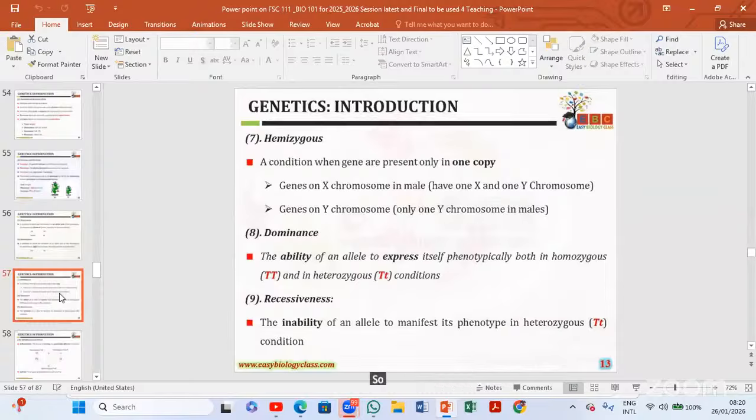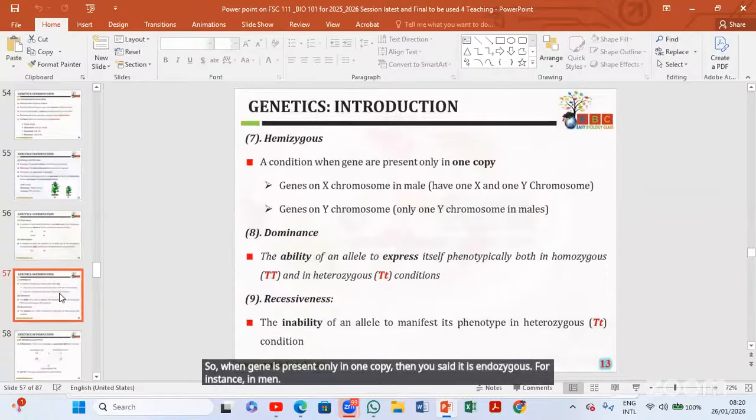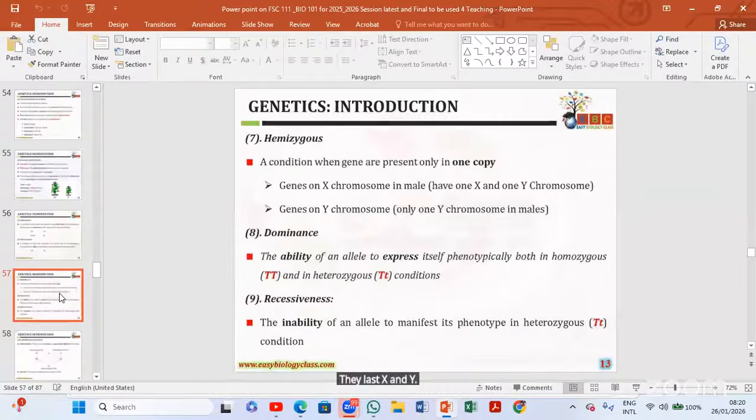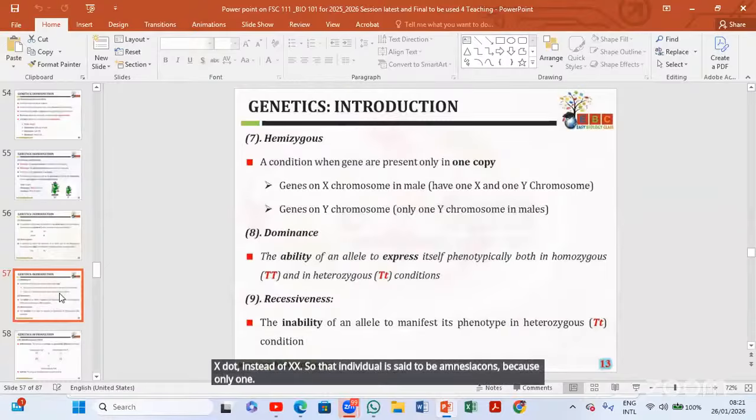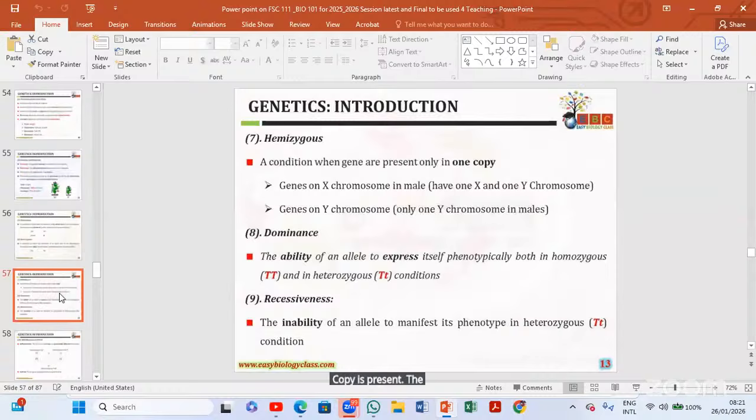So when a gene is present only in one copy, then it is hemizygous. For instance, a male has X and Y, and a female has XX. So if only one is present, especially in some disorders, for instance, in Turner syndrome, if a female has X0 instead of XX, it's a condition in a female. So that individual is said to be hemizygous because only one copy is present. The other copy is missing.